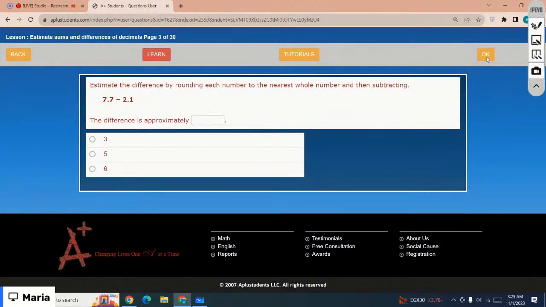Okay, estimate the difference by rounding each number to the nearest whole number and then subtracting. So which is the correct option? 7.7 minus 2.1, which is the correct option? Yes, 7.7 is rounded off to 8 and 2.1 is rounded to 2. So 8 minus 2 is, very good, the correct option is 6.